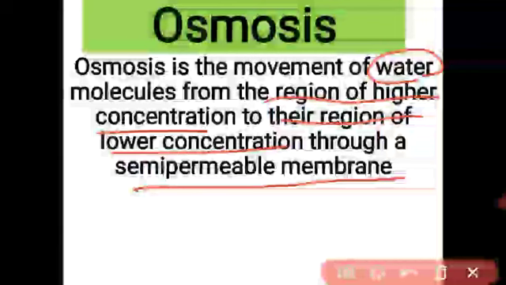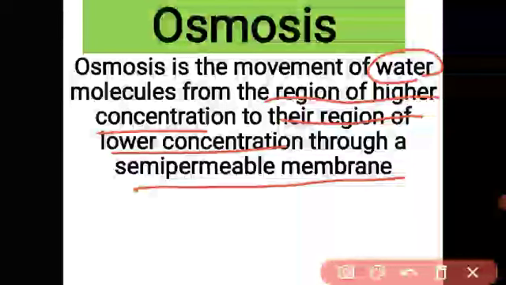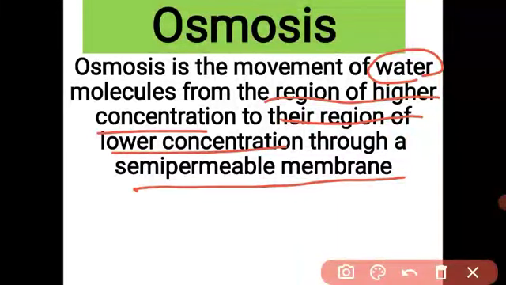Understood? Diffusion and osmosis are both the same, but in diffusion, any molecule, whether liquid, solid, or gas, moves from higher concentration to lower concentration. This is called diffusion. Osmosis means only the movement of water molecules from the region of higher concentration to the region of lower concentration. And with the help of osmosis, the root can absorb water from the surrounding.